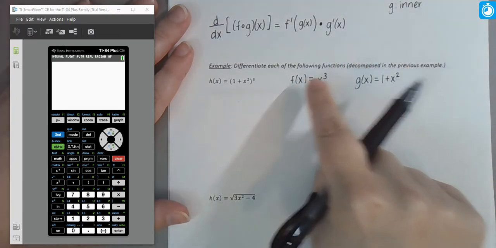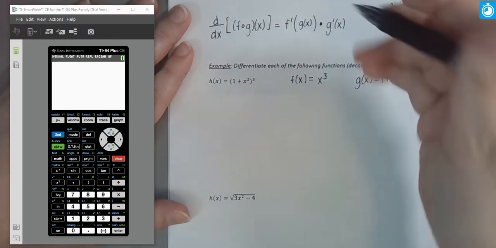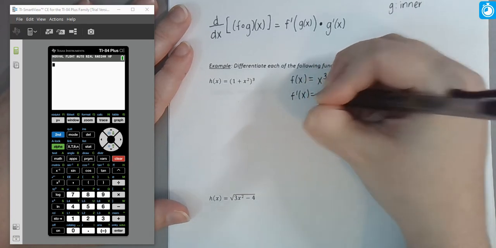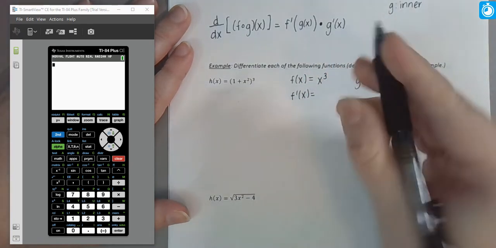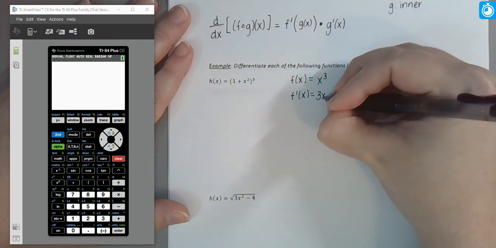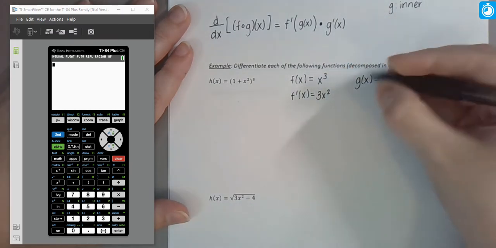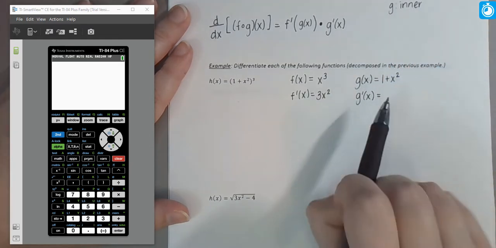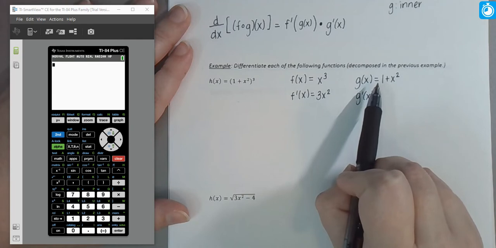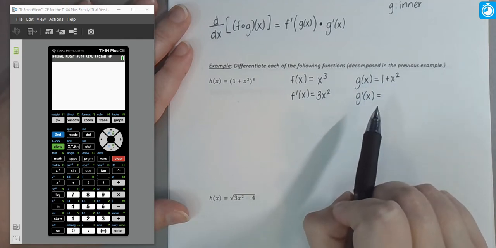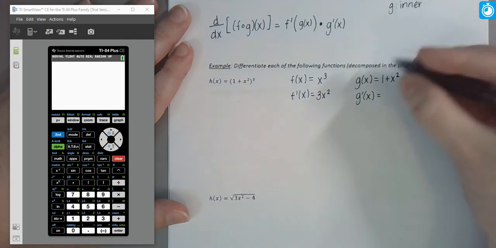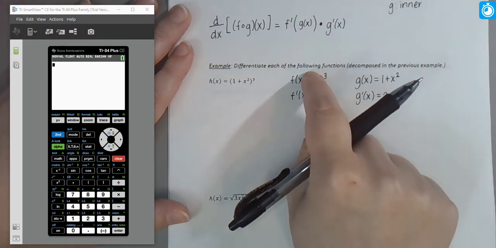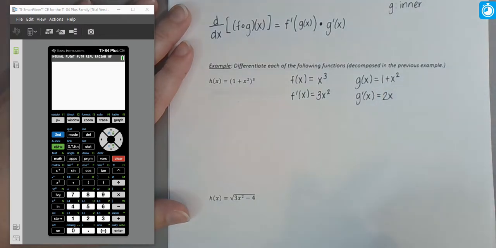Now I need to differentiate each of these functions with respect to x. So f prime of x, it's going to require the power rule. So that's going to be 3x squared. Okay, and then g prime of x, we differentiate 1, that goes away. Okay, and then we differentiate x squared, that's going to be 2x. So we have 4 parts here that we can use.